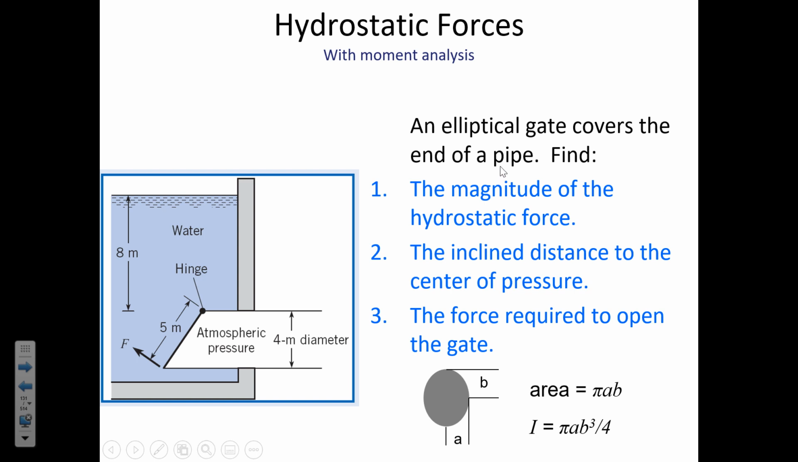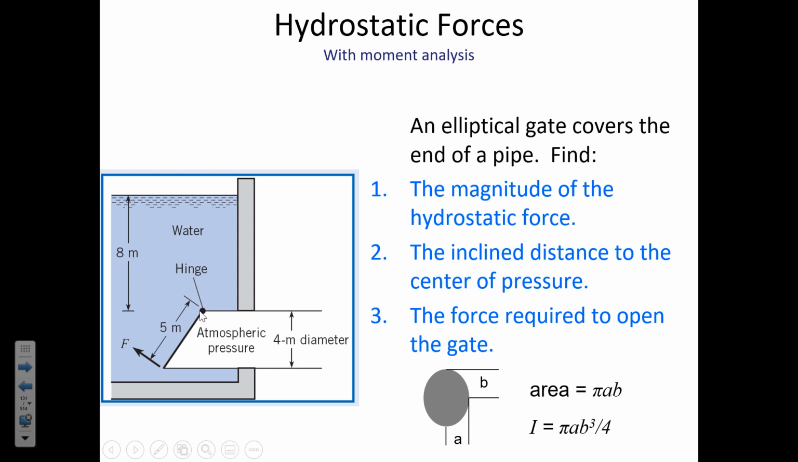All right. So what I'd like you to do is find the force of the water that's acting on the gate and the inclined distance to the center of pressure. That's the YCP distance here. And we're going to use all of that to determine the force required to open the gate. And this is one of those examples where it's easiest if you can measure things from the hinge. Ultimately, to do the moment analysis, it's about the hinge.